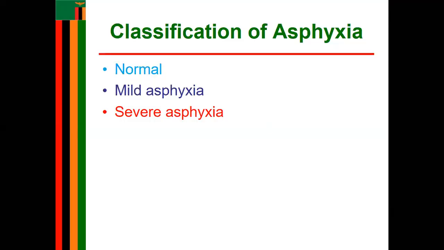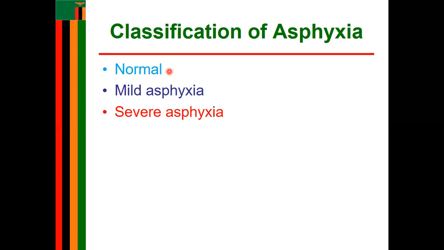So we can move on to the classification of asphyxia. When it comes to classifying asphyxia, we'll start with the normal. A score between 8 to 10 is classified as the child being normal, meaning this child is just okay. There are no interventions that you need to do.